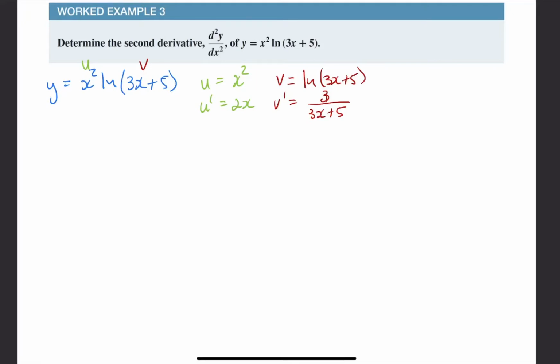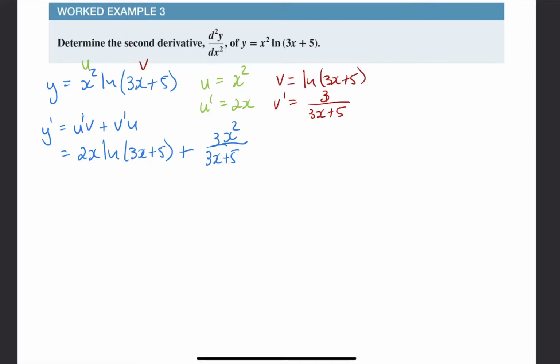Now my product rule: my first derivative equals the derivative of the first one times the second one, plus the derivative of the second one times the first one. Derivative of u is 2x, times v, the ln of 3x plus 5, plus the derivative of v, which is 3 over 3x plus 5, multiplied by u, which means x squared. That's the first derivative.